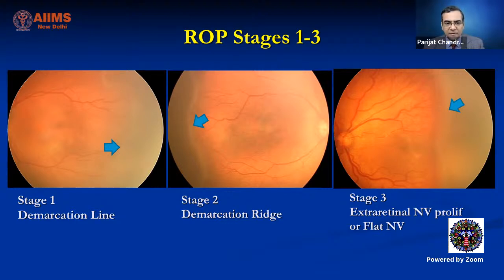Stage 2, you see a demarcation ridge. A demarcation ridge basically means that the line has gained height and width and is now more well defined. Stage 3 is basically a case of extraretinal neovascular proliferation or flat neovascularization, right? What this means is that the line, or the ridge that was there, has now started growing neovascularization, and that is growing into the vitreous.